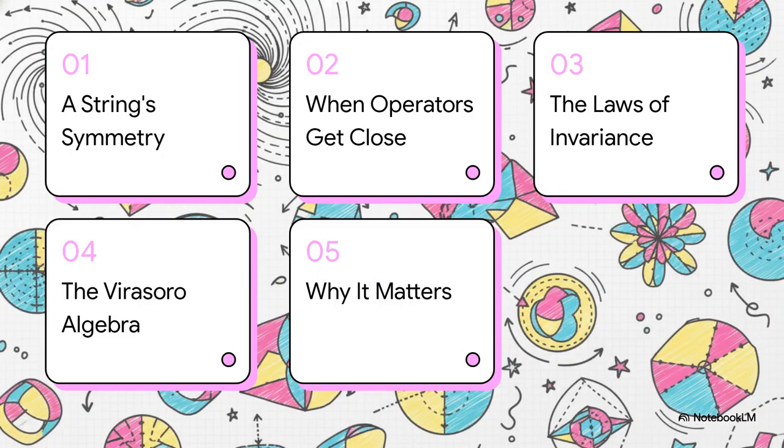So here's our game plan. First, we're going to look at the perfect, almost magical symmetry of a single string. Then, we'll zoom way in to see what happens when quantum fields get really, really close to each other. From there, we'll uncover the fundamental laws this symmetry actually enforces, which is going to lead us to the master blueprint of the entire theory, something called the Virasoro algebra. And finally, we'll zoom back out and see why this whole structure is one of the most powerful tools in all of theoretical physics. It's going to be great.